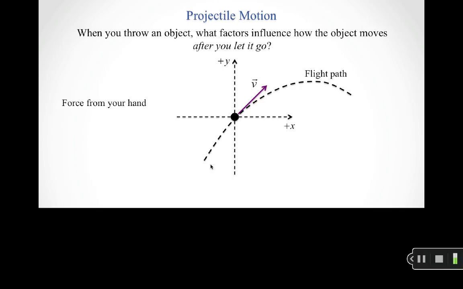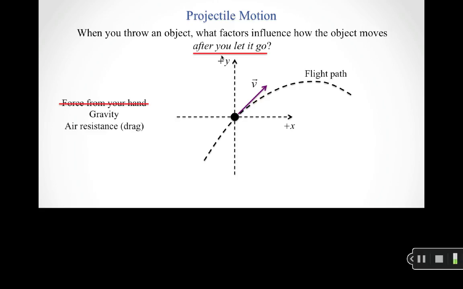Well, I might be tempted to say that how I throw it matters. And what I'm going to do is emphasize that we're only interested in after you let it go. Which means that clearly, if you've let it go already, there's no longer a force from your hand acting on the object, so I don't need to worry about that force. Well, I know once I've let it go, clearly gravity's still going to act on it. Right? My object still has mass, so gravity will still pull it down towards the earth.